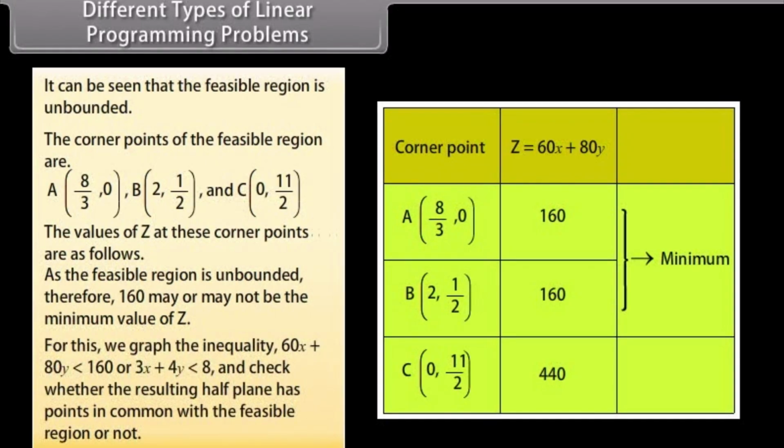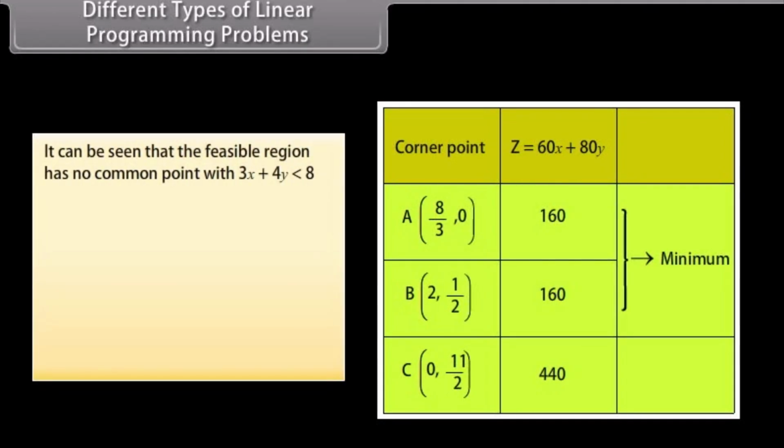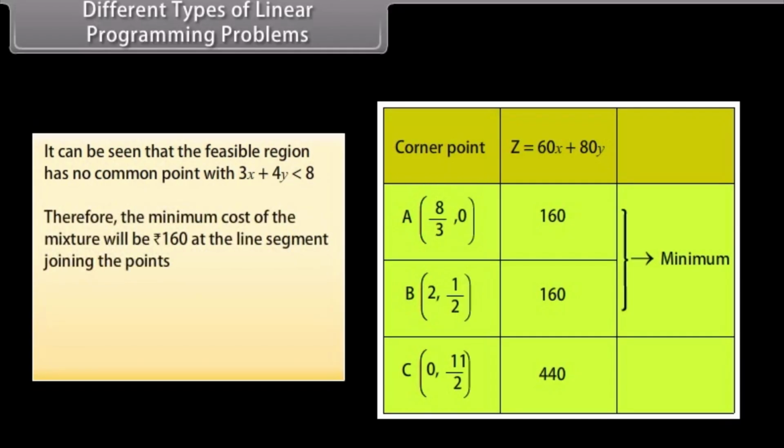For this, we graph the inequality 60x plus 80y is smaller than 160, or 3x plus 4y is smaller than 8, and check whether the resulting half plane has points in common with the feasible region or not. It can be seen that the feasible region has no common point with 3x plus 4y smaller than 8. Therefore, the minimum cost of the mixture will be Rs 160 at the line segment joining the points (8/3, 0) and (2, 1/2).